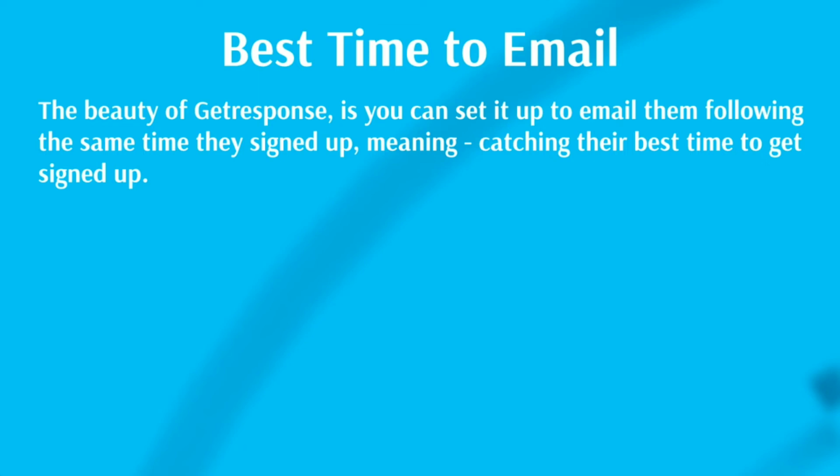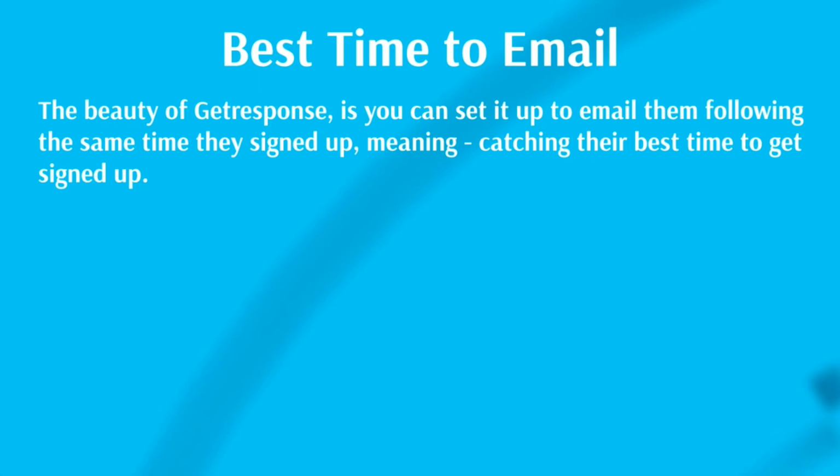So let's say, for example, that one of your subscribers signed up on Wednesday at 3 p.m. What GetResponse will do is it'll actually detect that, and you could set that within your email autoresponder system and say, okay, email them every day at 3 p.m. or every week on Wednesday, 3 p.m. Now, you don't have to do that. You can actually set it up differently.